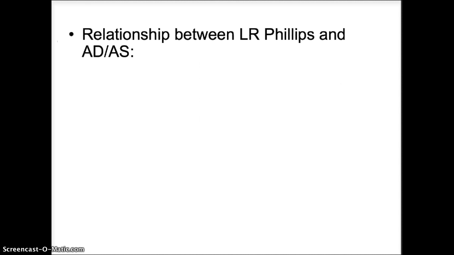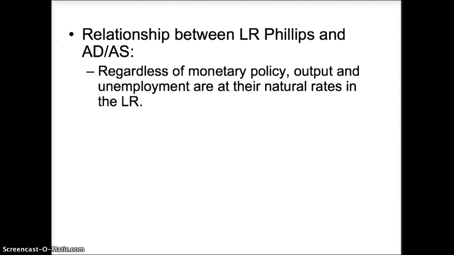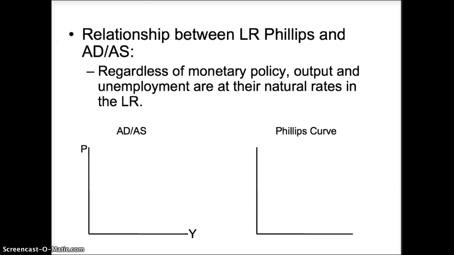Let's look at the relationship between the long-run Phillips curve and the ADAS model. Regardless of monetary policy, output and unemployment are at their natural rates in the long run. Let's look at the ADAS model and the Phillips curve at equilibrium. P for the price level and Y for real GDP, pi for inflation, and U for the unemployment rate. The aggregate demand curve is downward sloping. The long-run aggregate supply curve is vertical. I'm not including the short-run aggregate supply curve since we are focusing on the long run. Equilibrium price level is labeled P1 and the natural rate of output is labeled N star.